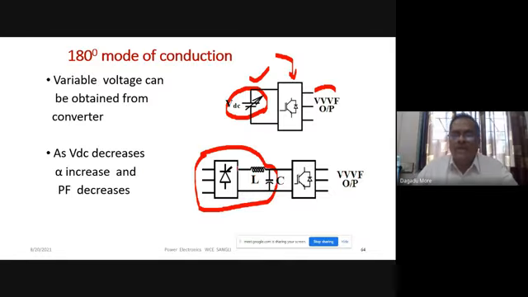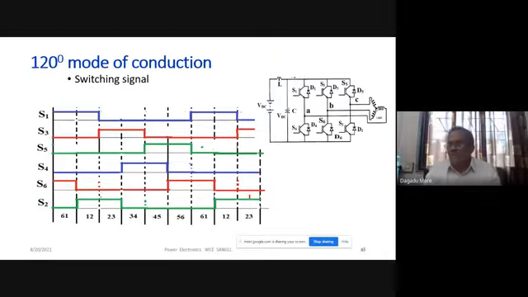And how do we get the variable DC? Here we control the alpha, and for lower voltage alpha is more and our PF will decrease. So we have already discussed the drawbacks of these thyristorized converters. Now let us go for another mode, that is our 120 degrees mode of conduction.